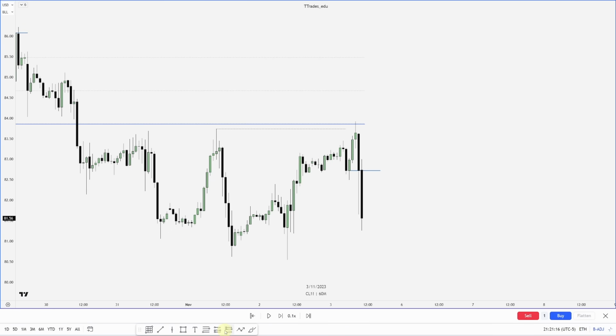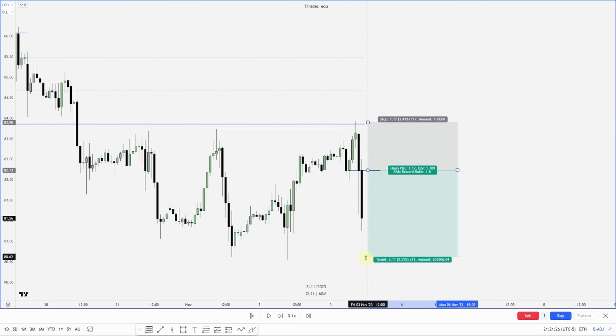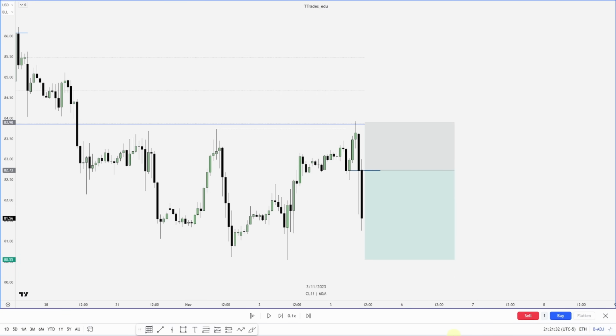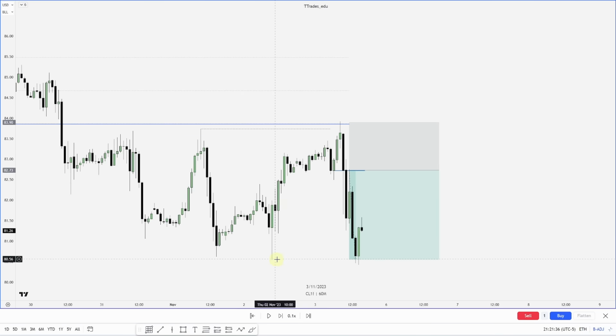Here we do close below it. Now I can look to take an entry here. My stop on this high, or above the order block or breaker block. I personally prefer the high, and then looking to target sell side liquidity or this low. So let's see how this works out. And there we go. We delivered to sell side liquidity.